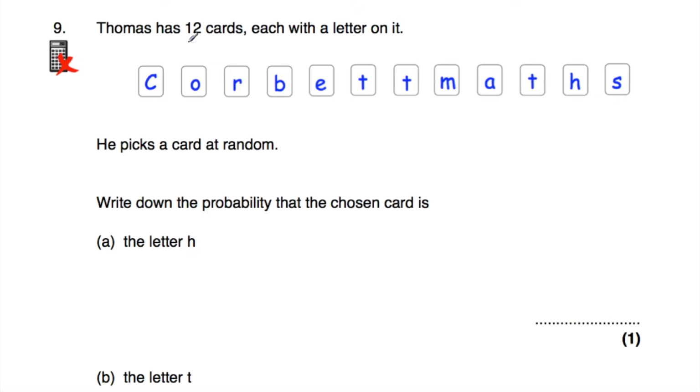Well, there's 12 cards, like we're told. 1, 2, 3, 4, 5, 6, 7, 8, 9, 10, 11, 12. And the letter H, well, there's 1 H. So it's going to be 1/12. 1 out of the 12 cards.